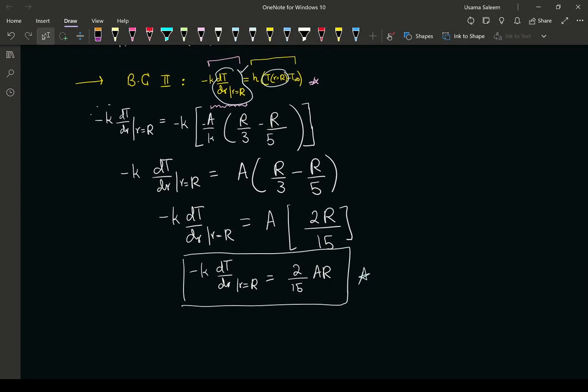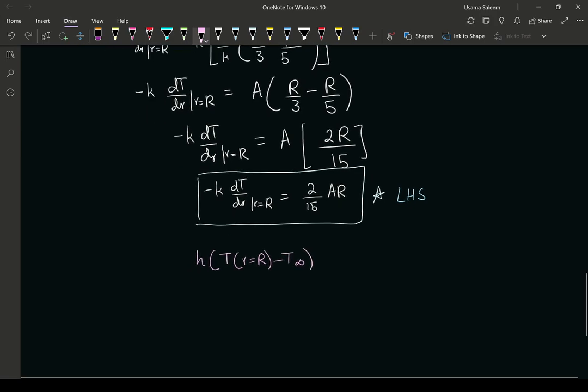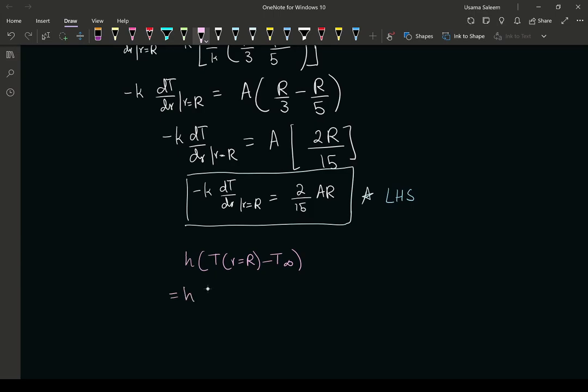Okay, this right here is the left-hand side of the boundary condition, but now we gotta develop the right-hand side. So the right-hand side, let's switch colors. h, the heat transfer coefficient, times the temperature at the outer radius minus the temperature of the air. Okay, and that's going to be equal to the heat transfer coefficient times the expression for the temperature itself.